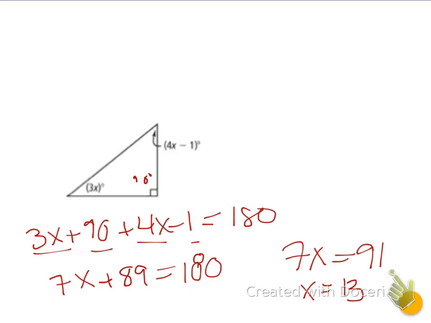Okay, but I want to find the missing angle measure, so we've got to plug x back in. So this one is 13 times 3 to get 39 degrees. This one is 4 times 13 minus 1, so 51 degrees.